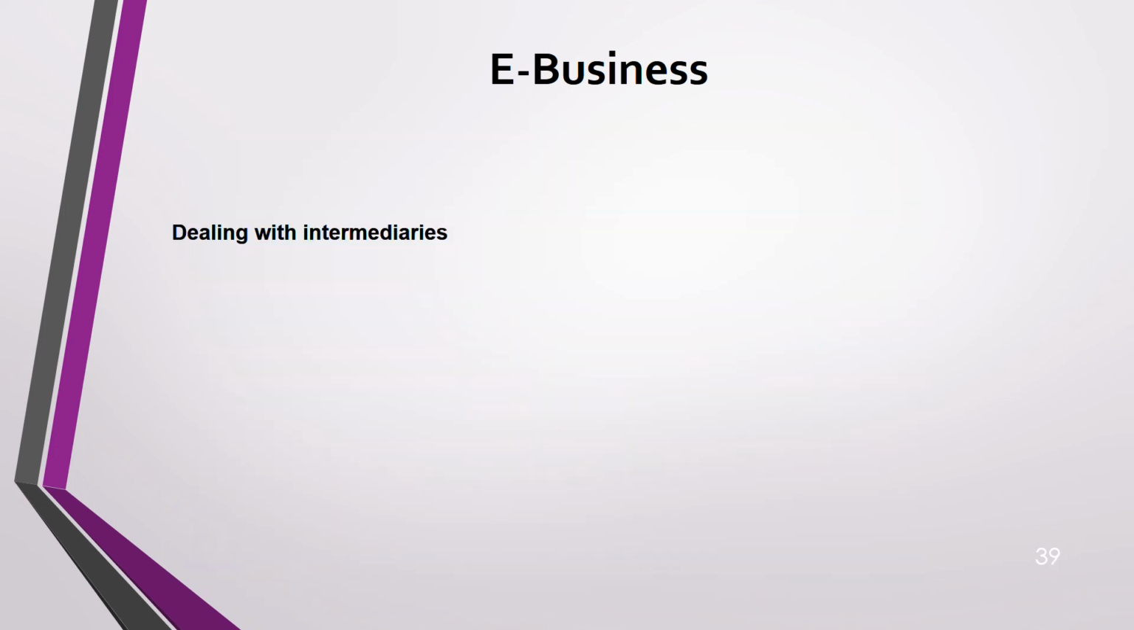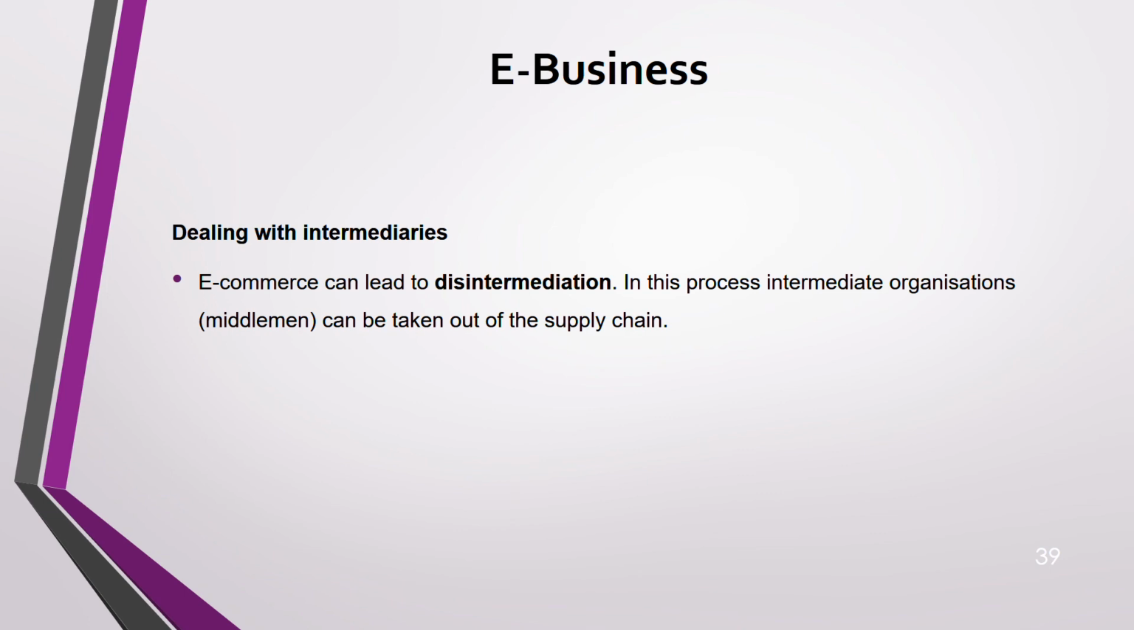Dealing with intermediaries. Now, there are three terms that you need to know. One is known as disintermediation. E-commerce can lead to that. What is it? The middleman is cut from the supply chain. It is taken out of the supply chain. Earlier, there was an intermediary, a person between you and the supplier, you and the customer. Now that is no longer there, it's removed because you can directly sell to your customer.